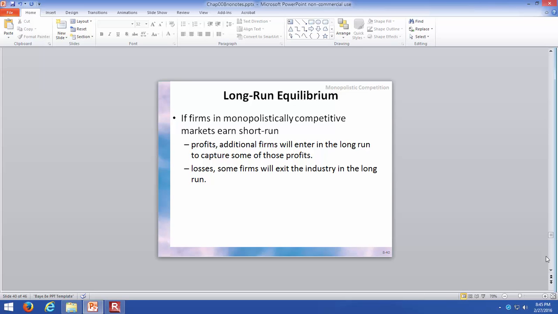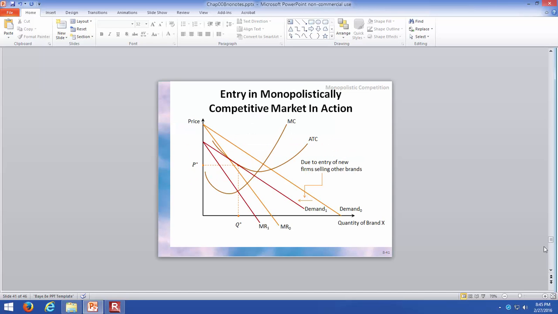In long run equilibrium, if firms in monopolistically competitive markets earn short run profits, what we'll find is that additional firms will enter in the long run to capture some of these profits, which basically means that the profits of that industry will go down. And if there are losses as far as the industry is concerned, some firms will exit the industry in the long run. Okay. So here it looks at entry in a monopolistically competitive market in action.